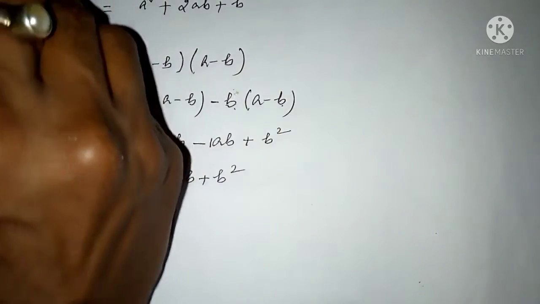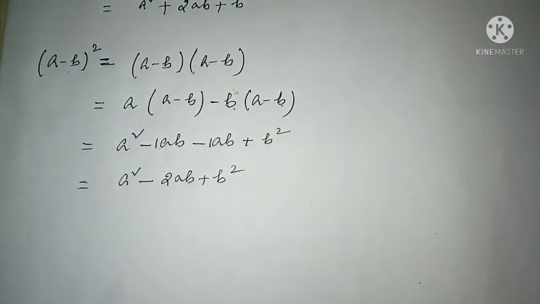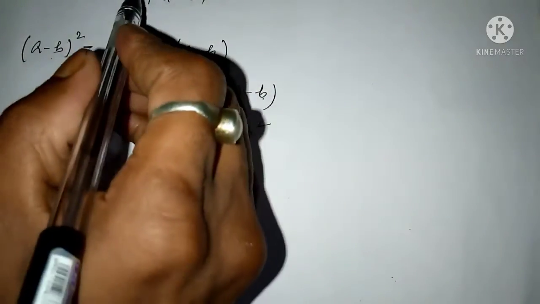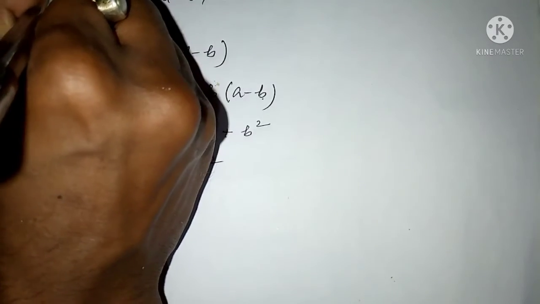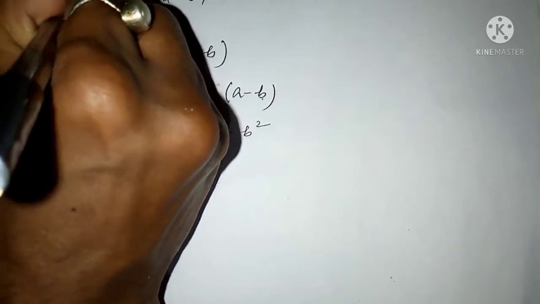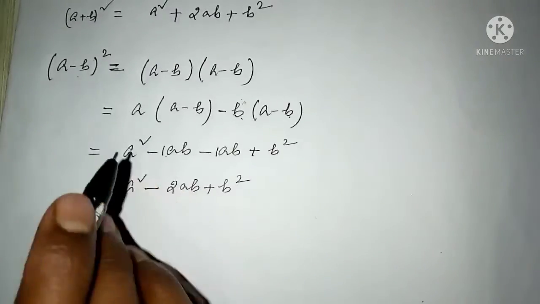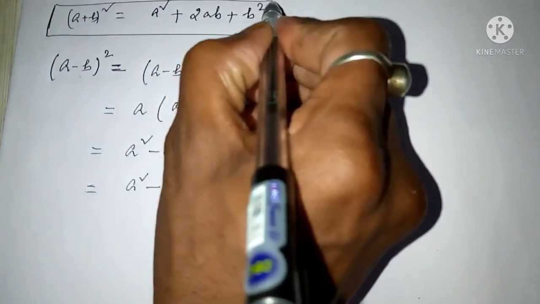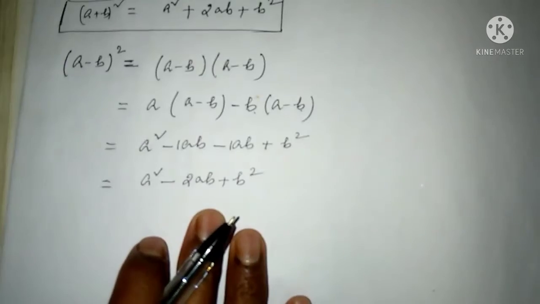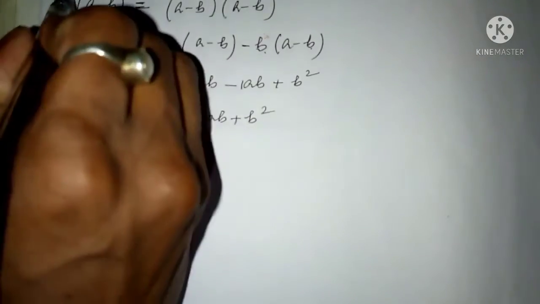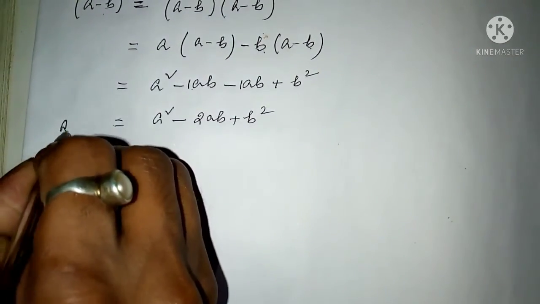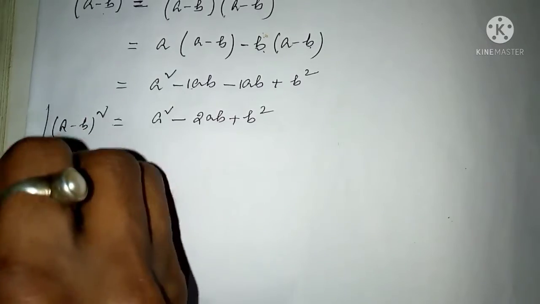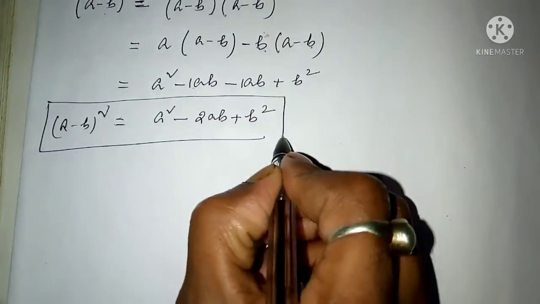Now we'll consider this one, a plus b or a minus b whole square equal to, identity. Clear? So whenever you have a case that is a minus b whole square, you can apply this one. This is our first identity, this is a plus b whole square, and this is a minus b whole square.